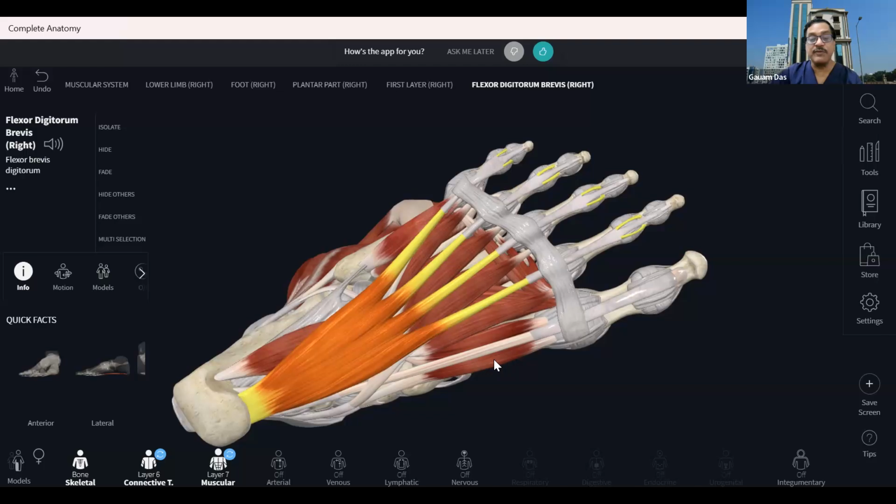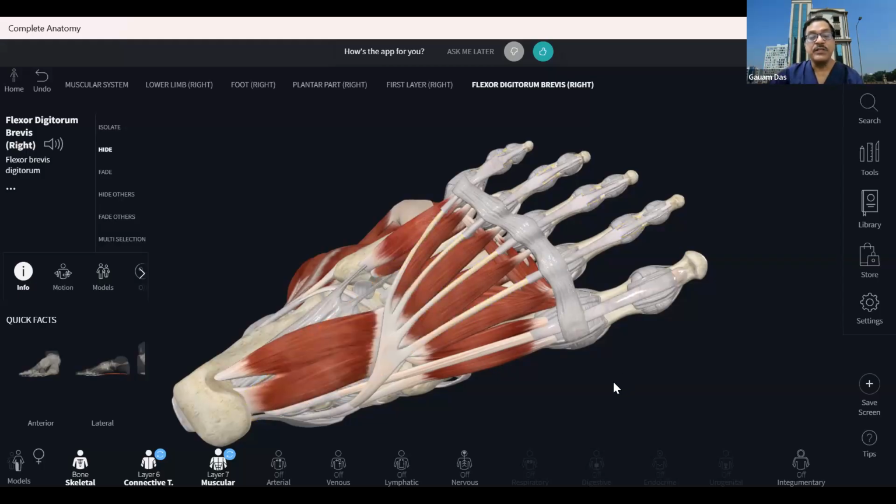But this flexor hallucis brevis is a little deeper. So superficially, three muscles. What are those three muscles? On the medial or great toe side, we have the abductor hallucis. On the lateral or fifth toe side, we have the abductor digiti minimi. And in the middle, we have the flexor digitorum brevis. So these are the three superficial muscles. Let us remove all those three.